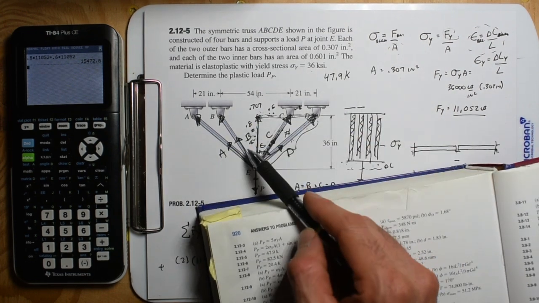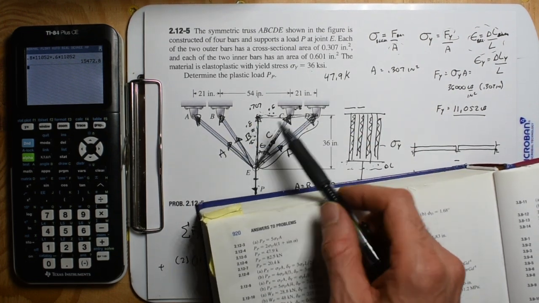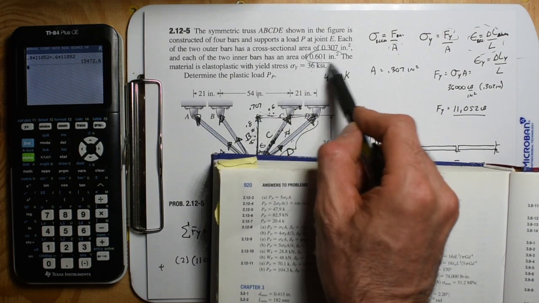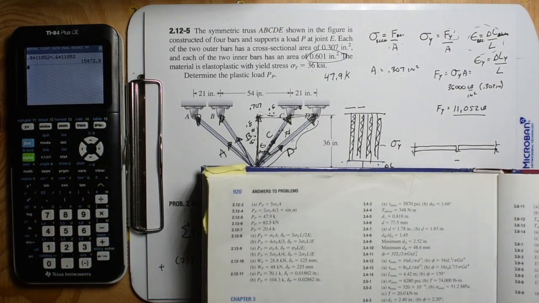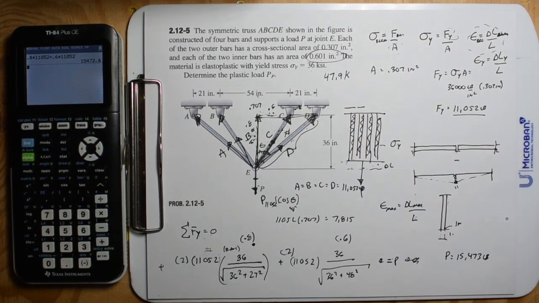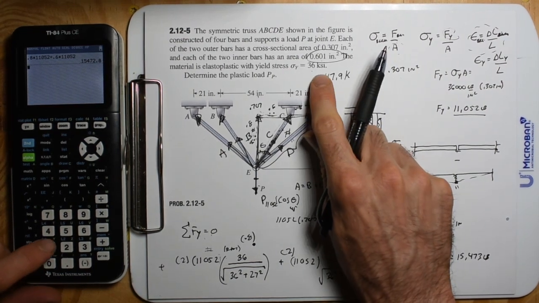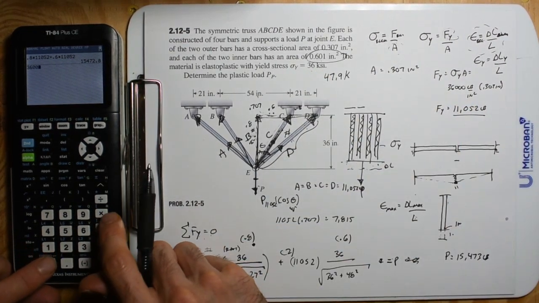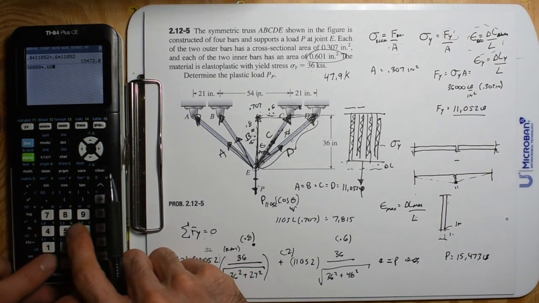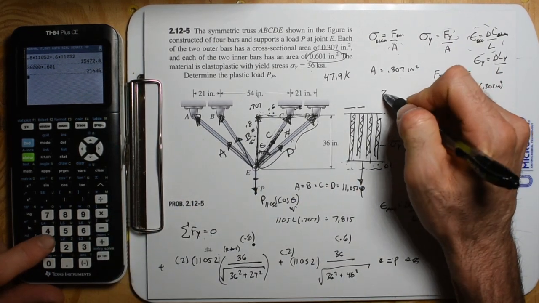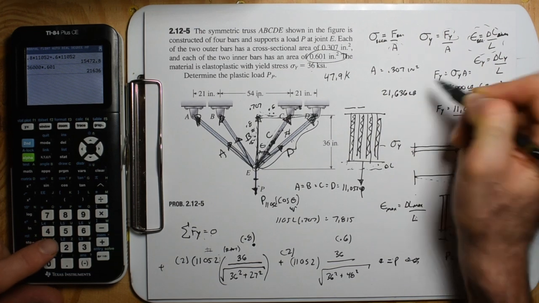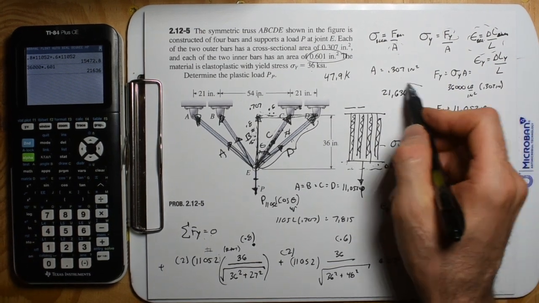47.9 kips. Oh, holy Toledo. No, all the bars are not symmetric. They didn't draw the picture very well. So each of the two inner bars has an area of 0.6. So ours was right for what we were doing. But if the inner two bars have that area, we're going to take this 36,000 times 0.601, and we get 21,000. See, I don't read the problems, and I think that is the problem. Anyway, so we get 21,000.